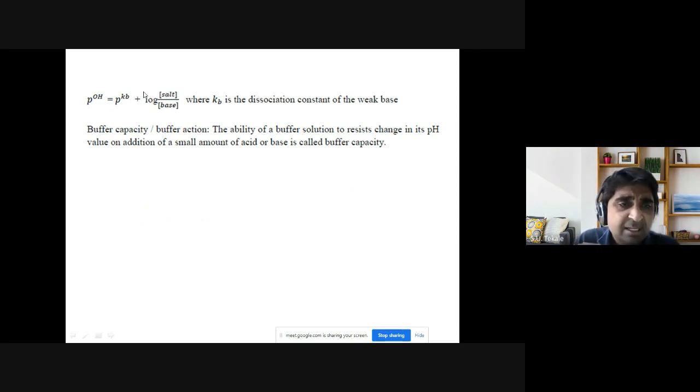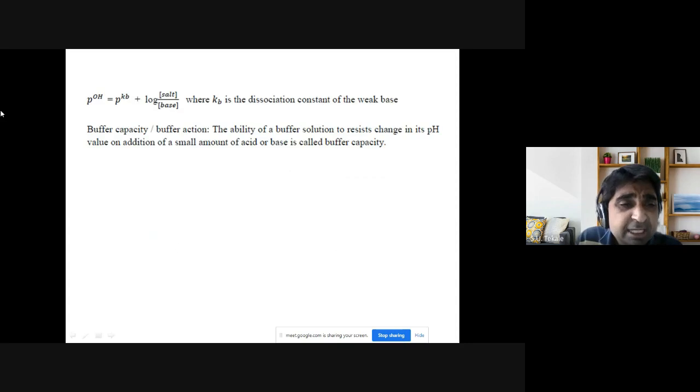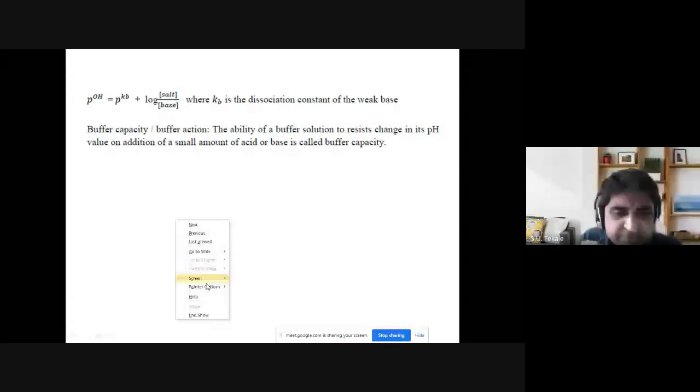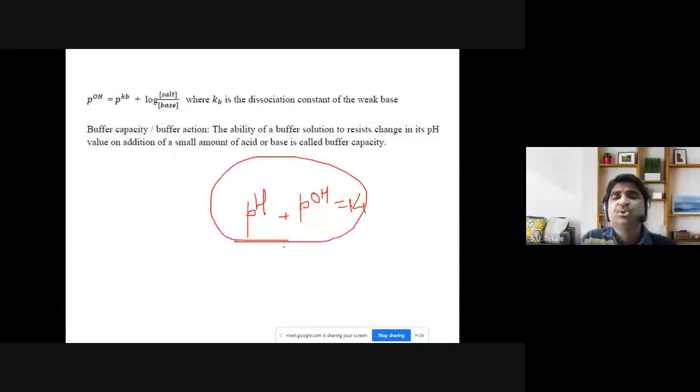So we have discussed pH in case of acidic buffer and we have considered pOH in case of basic buffer. Now how to calculate the pH? From this very simple relation, pH plus pOH is equal to 14. Once you determine either pH or pOH from a solution, you can find the other quantity.